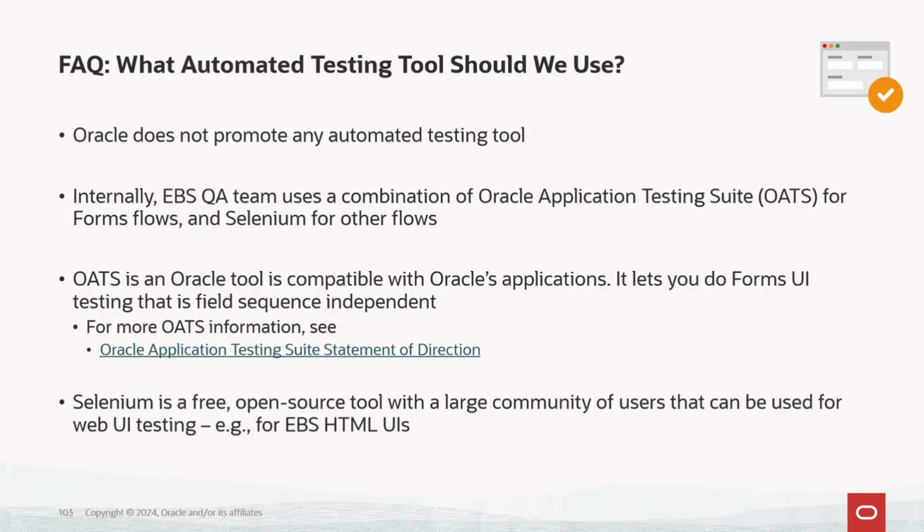Now, OATS is an Oracle tool that's compatible with Oracle's applications. In particular, it lets you do Forms UI testing that is completely independent of field sequence. If you'd like to learn more about OATS, I've given the link there to the Oracle Application Testing Suite Statement of Direction. Selenium, as you know, is a free open source tool with a very large community of users, and you can use that for your web UI testing, i.e. for your EBS HTML UIs.